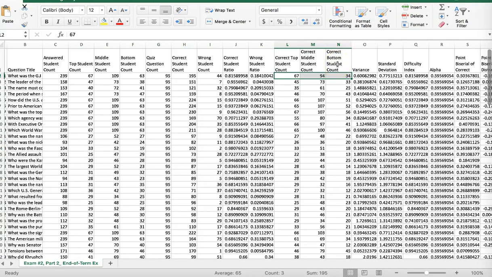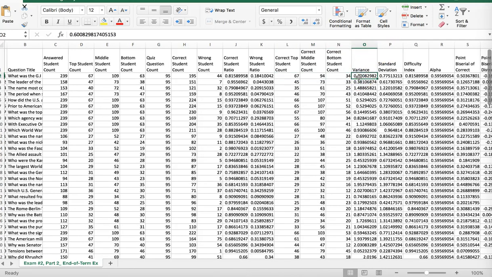Now, of course, it could be that everyone gets the question correct. At that point, you need to ask yourself, is the question too easy, or is it just something that was taught very well and you want to make sure that everyone got it? Again, it's something that the statistics cannot tell you.